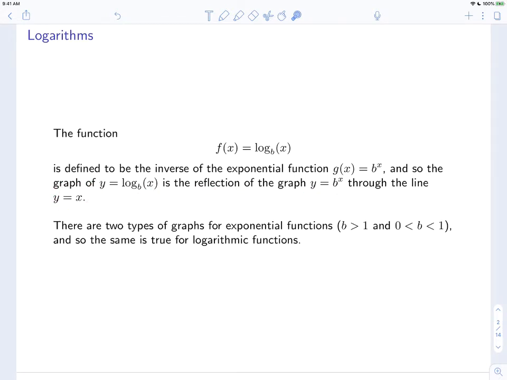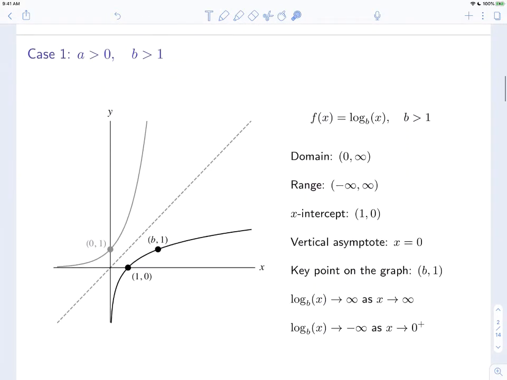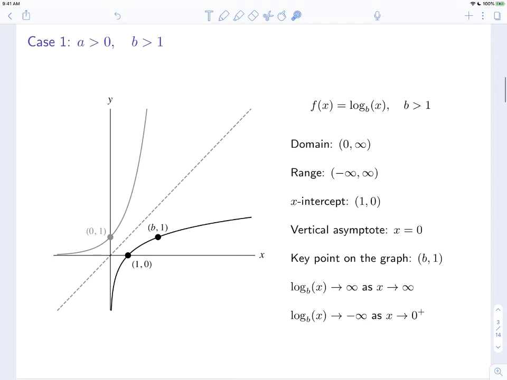line y equals x. There are two types of graphs for exponential functions depending on the base, whether it's bigger than 1 or between 0 and 1. And so the same is true for logarithmic functions. First, let's take a look at the case where the base b is greater than 1. The exponential function is seen here.